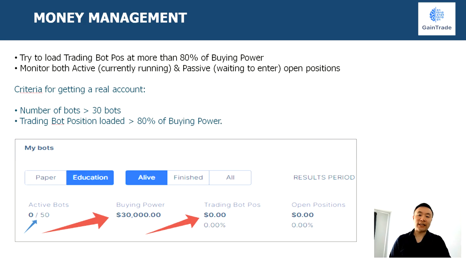So one of the criteria for getting a live real account with us is to have at least 30 bots that are either actively running or waiting to enter at the same time. Now, this way, your portfolio is well diversified and not affected by one or two bad trades. Also, as I mentioned earlier, you should have more than 80% of your buying power in trading bot positions, so you are making full use of the capital that is given to you.